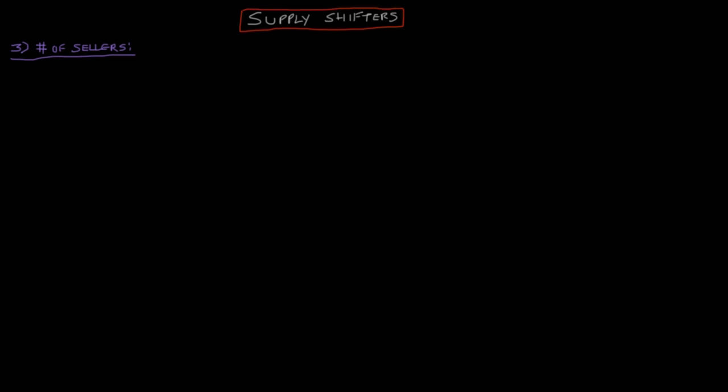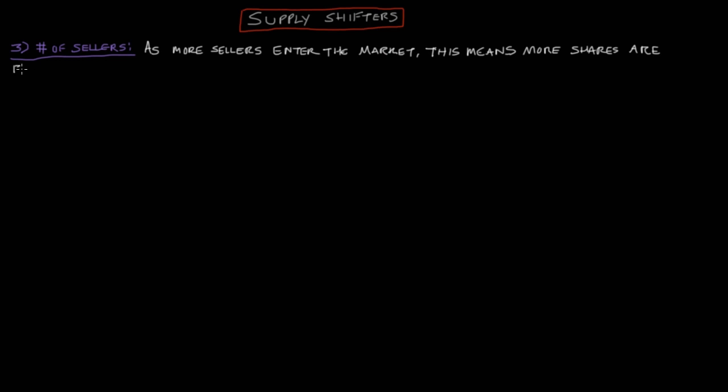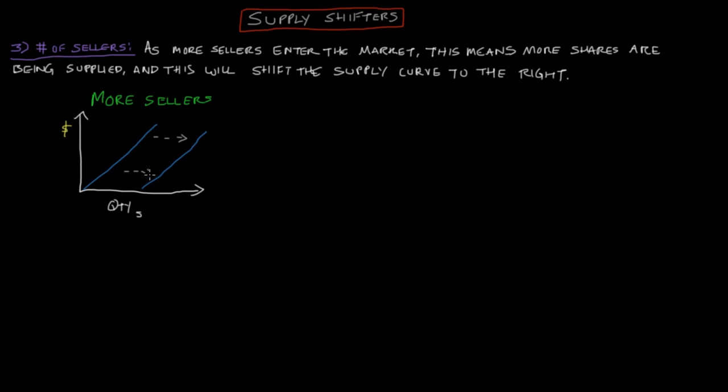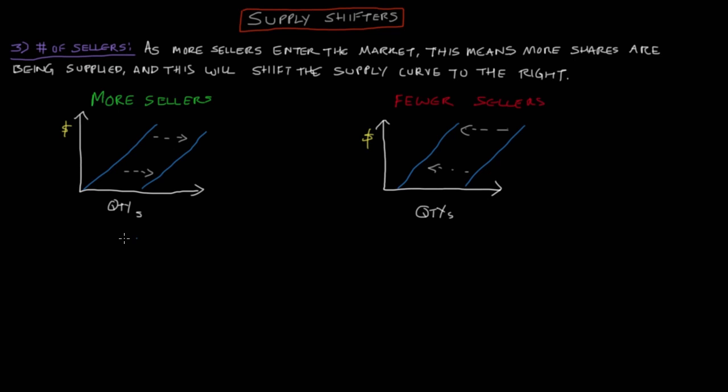So what's happening is that as buyers accumulate shares, the demand curve gets shifted to the right as more buyers demand stock. But if they decide to sell, supply is being dumped back onto the market, and so the supply curve shifts to the right. Essentially, as more sellers enter the market, there are more shares being supplied, and this will shift the supply curve to the right. When there are fewer sellers on the market, there is a smaller quantity of supply, so the curve is shifted to the left.